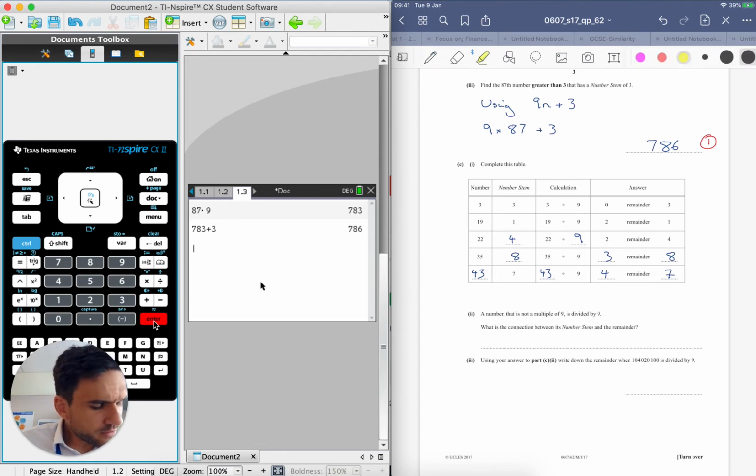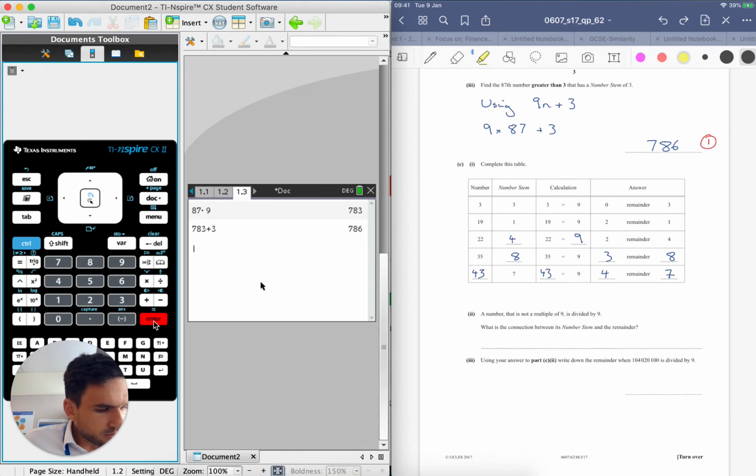One of the things that I'm noticing when I'm analysing this table is these numbers appear to be the same throughout. So that's been the first thing that really stands out to me, the number stem and the remainder when we're dividing by 9. I don't know why we're dividing by 9 yet, but they appear to be the same.